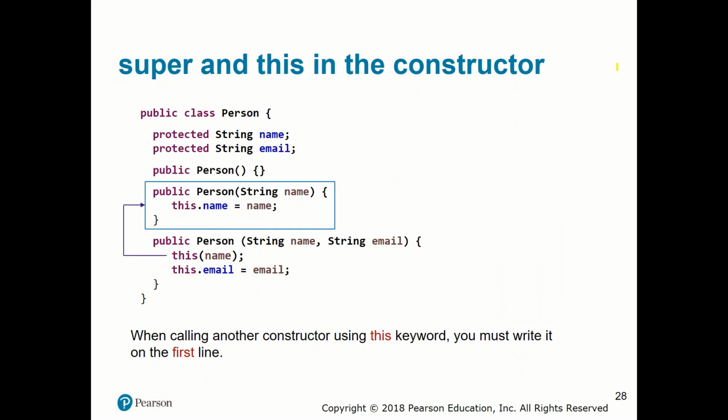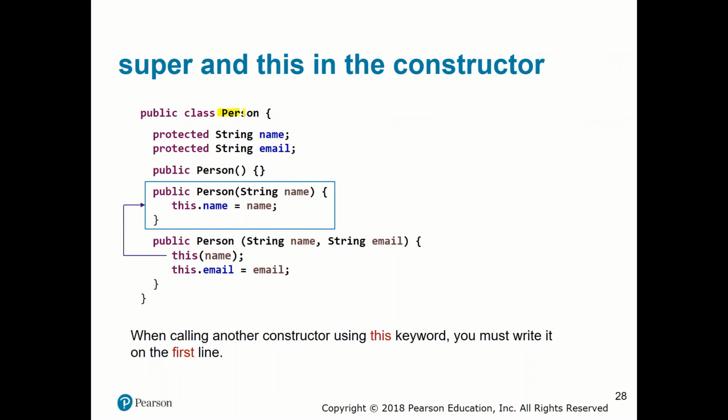You know that you can call other constructors of the same class using the this keyword, and you know that you can call the parent constructor using the super keyword in the child class. Let's see if you can use the two together. Okay, so let's see this example.